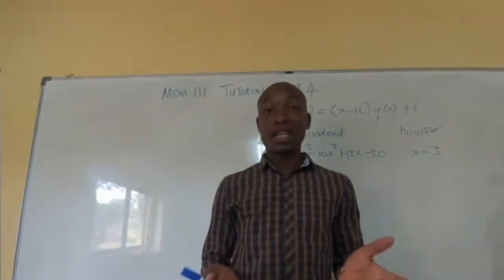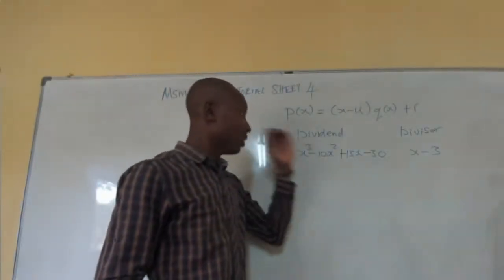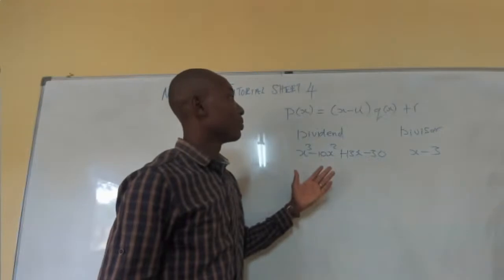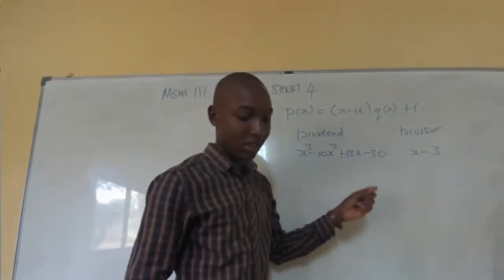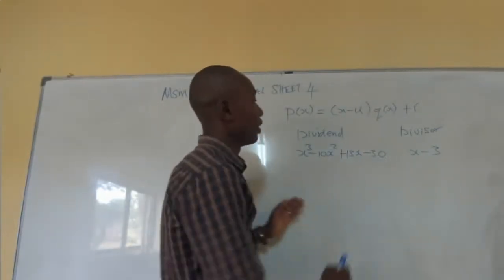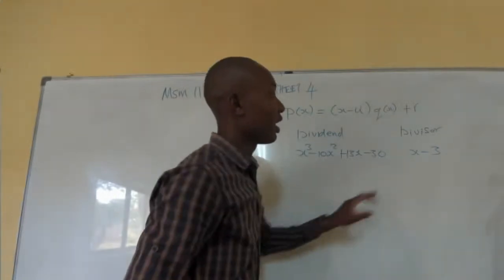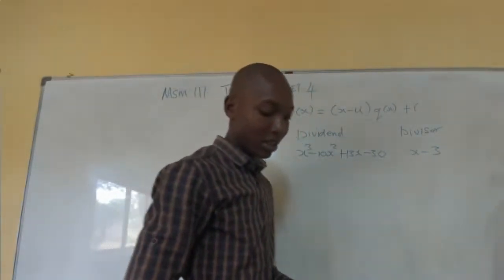Okay, so that's the question that we have. Now, when you look at this question, what we've been asked for here is to use synthetic division to divide the polynomials. So this is what we're dividing in, and this is our divisor. So how do we use the synthetic?